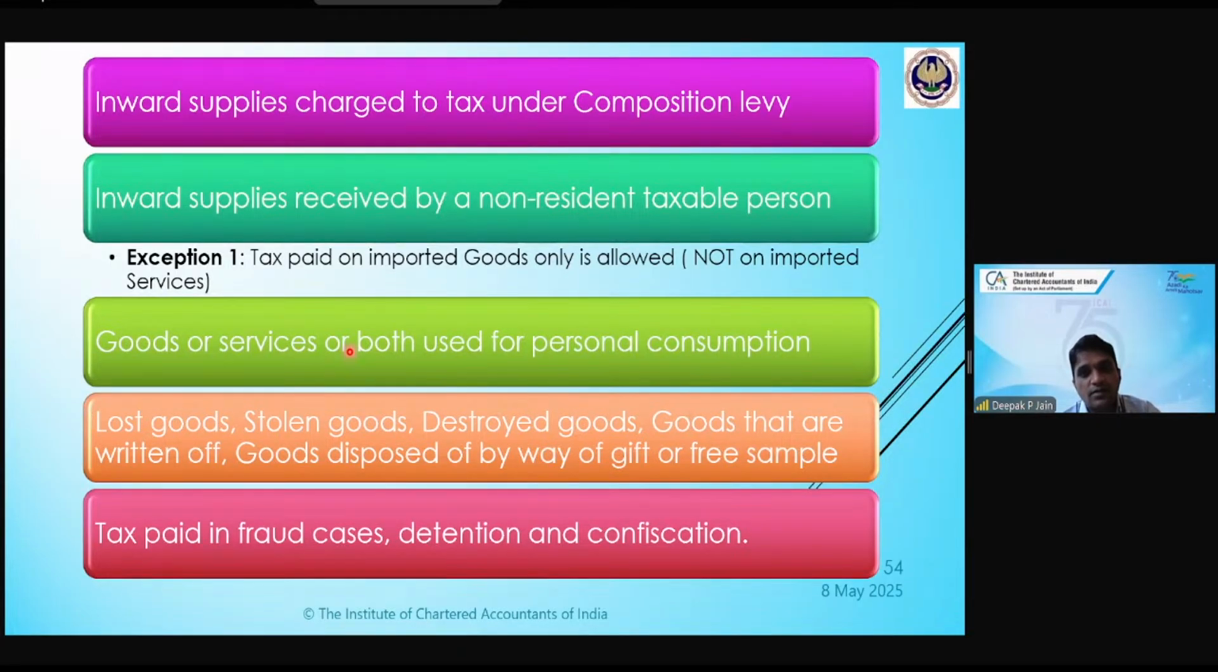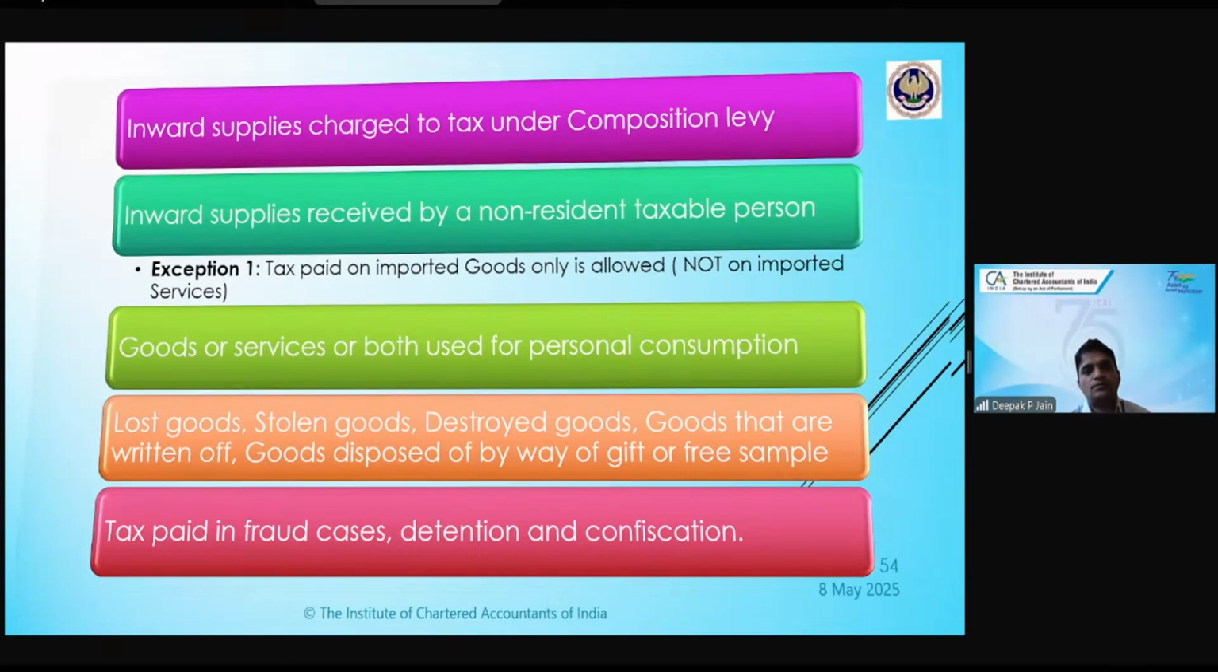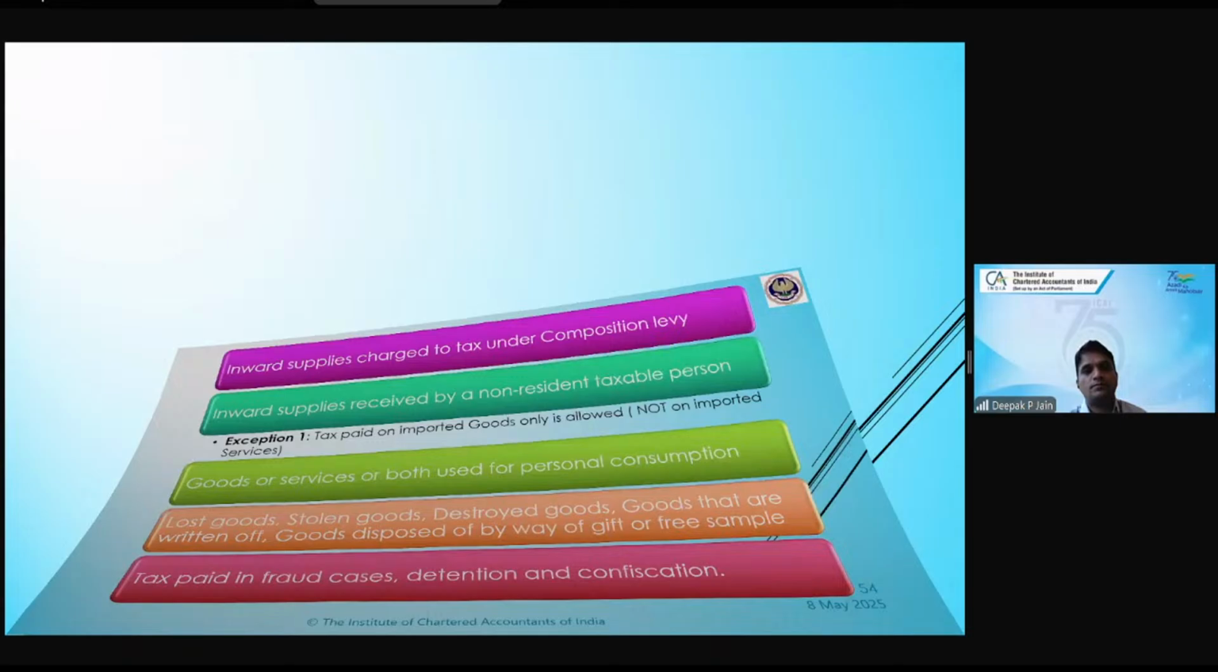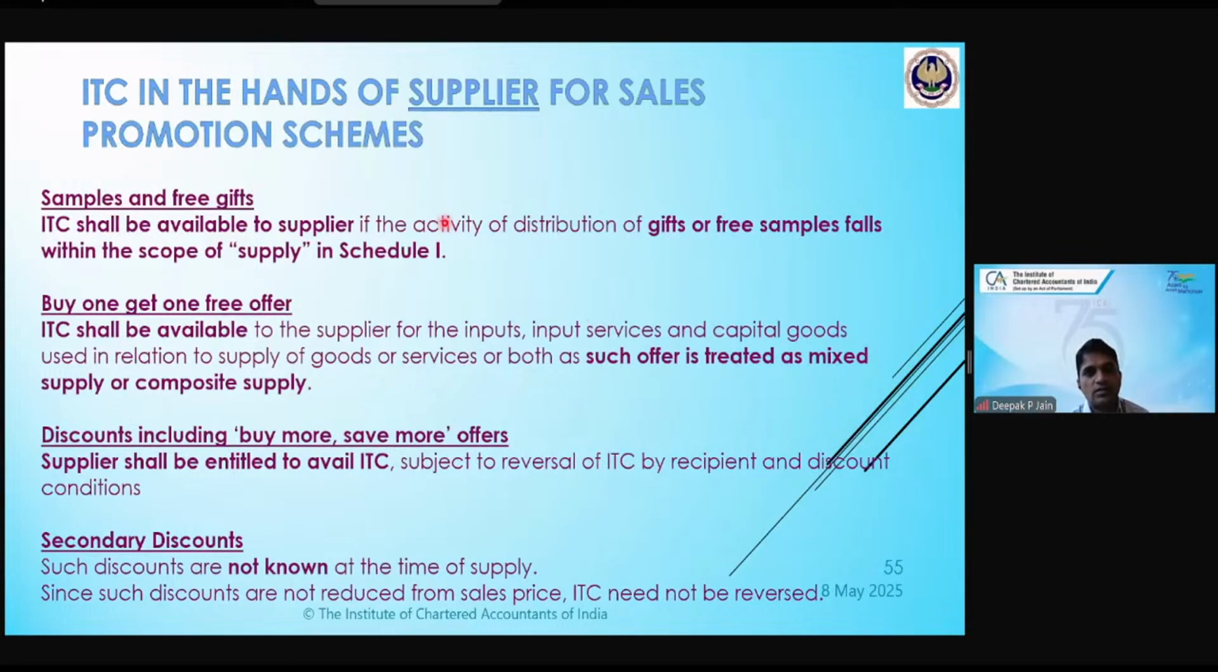Example for exception number 3 on construction on own account. I am a builder. I have bought materials for construction on a customer's account. Right, so it is not my own account. I have bought materials, I'm doing construction for somebody else's account. So for those construction materials I will get the credit. That is the example for the third exception. Now, ITC in the hands of supplier for sales promotion schemes.